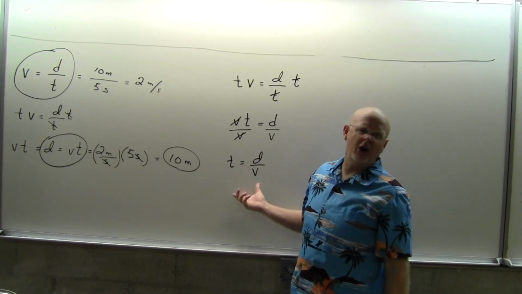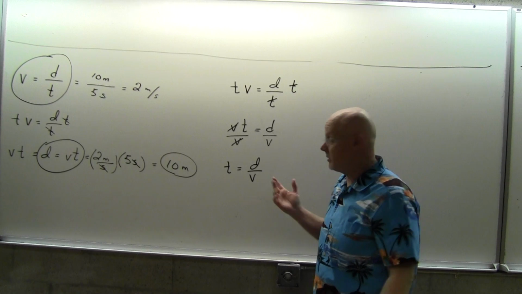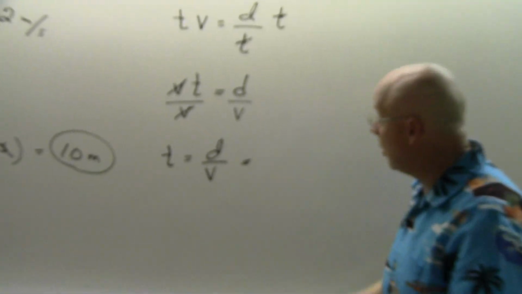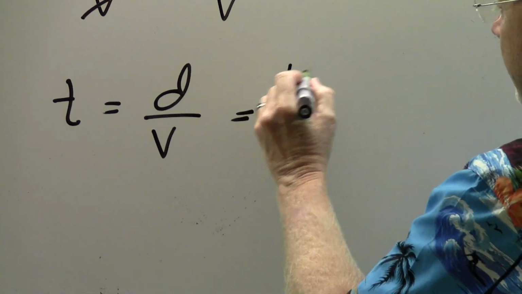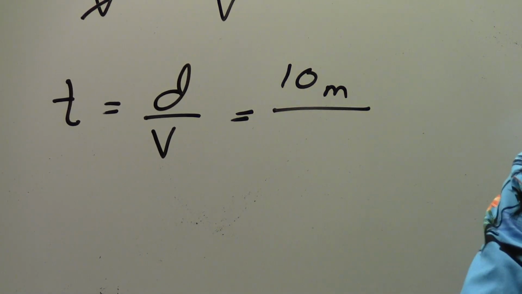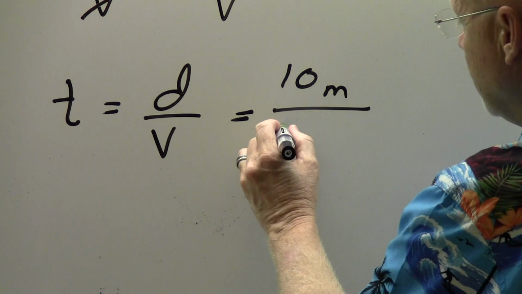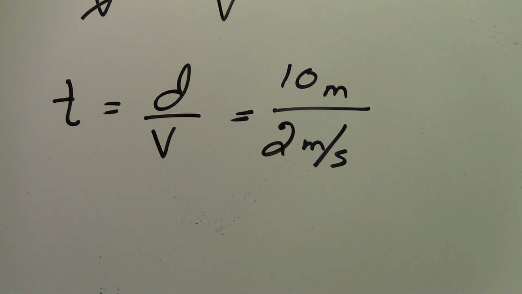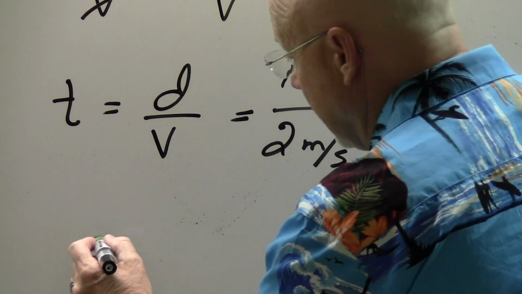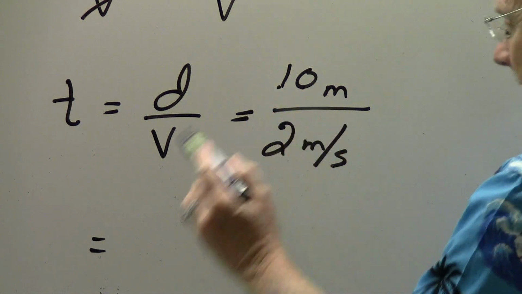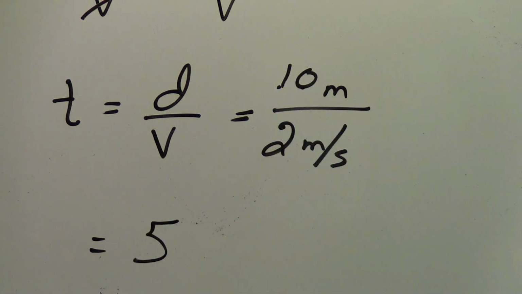And this is a little harder one, so I did it last, but let's do this one to wrap up this part of it. All right, so the distance is what? 10 meters. The speed is what? 2 meters per second. How does that calculate out to be? Well, 10 divided by 2 is 5. 5 what?